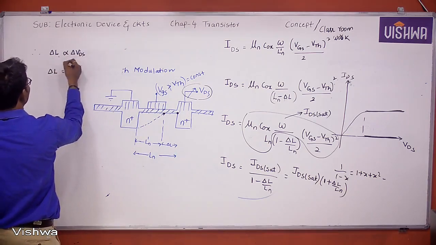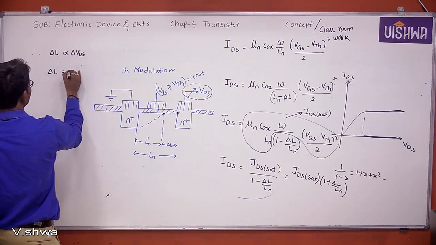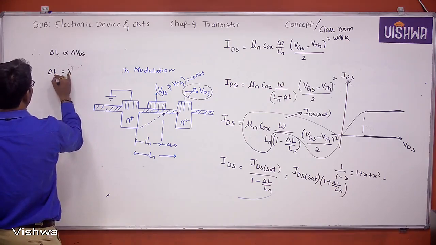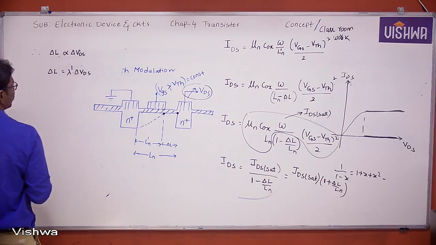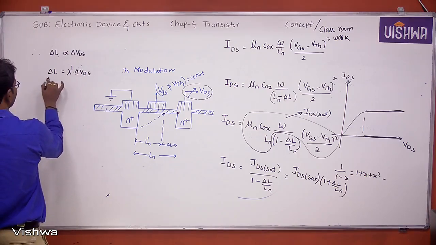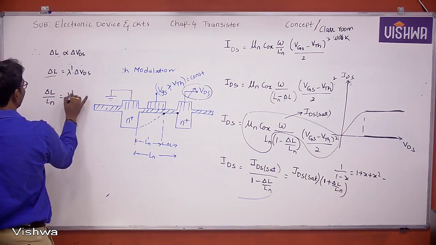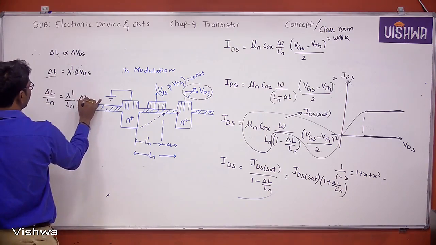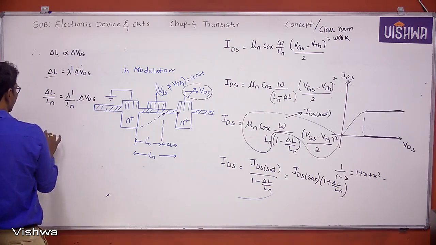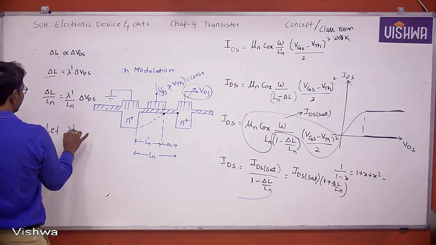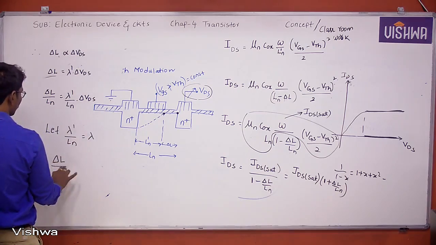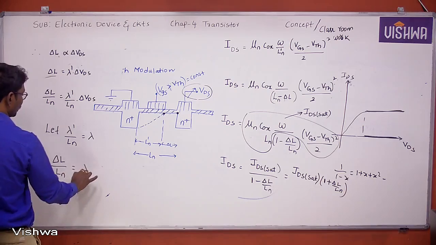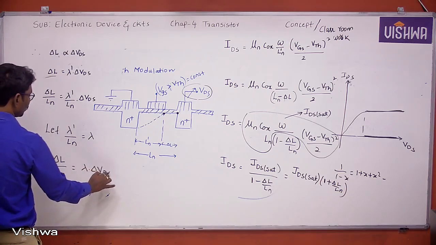To avoid this proportionality, we can put a lambda dash. Delta L is equal to lambda dash into delta VDS. Okay. Now multiply both sides by Ln. Then delta L by Ln is equal to lambda dash by Ln into delta VDS. Now let lambda dash by Ln be replaced with lambda. Then delta L by Ln is equal to lambda into delta VDS.